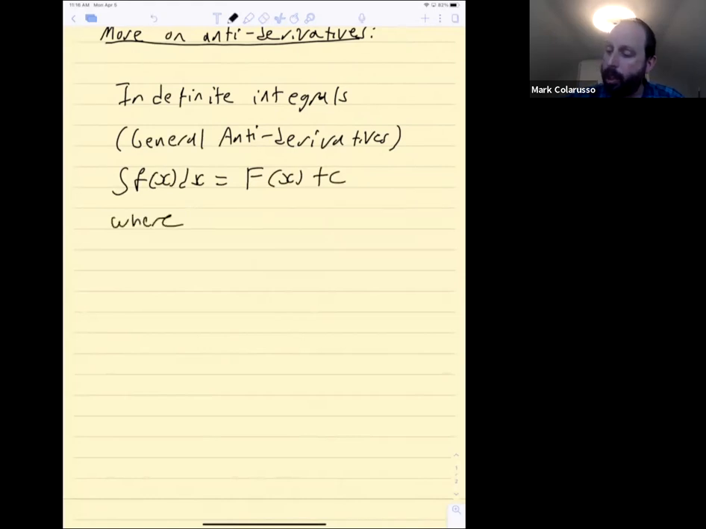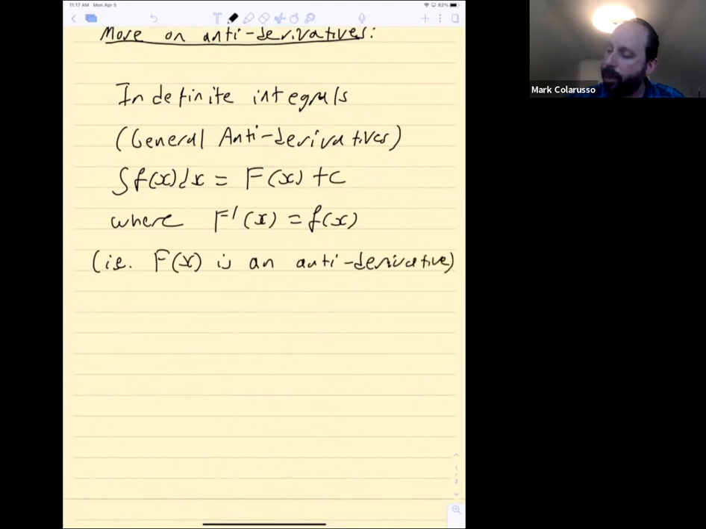where capital F prime at x, the derivative of capital F, is little f at x, i.e. capital F at x is an antiderivative of little f at x, and the C is an arbitrary constant.